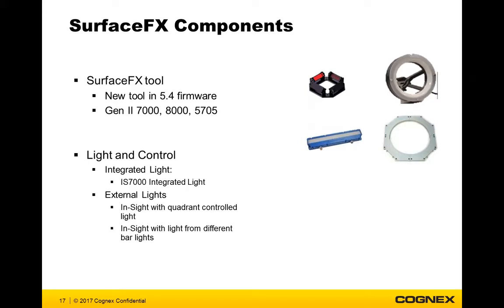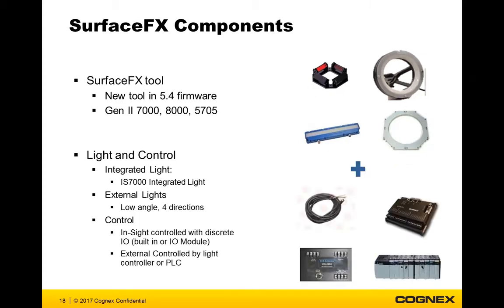But basically, what do we need? We need a nice low angle light from different quadrants. I mean, that's what you need. Now you have the lights, you have the camera, you have the algorithm, but we need to somehow turn on each light and capture an image with that. So we need some control.